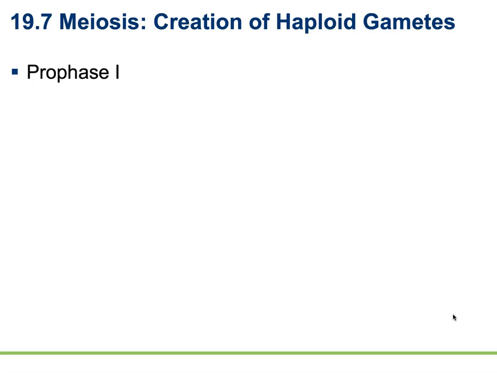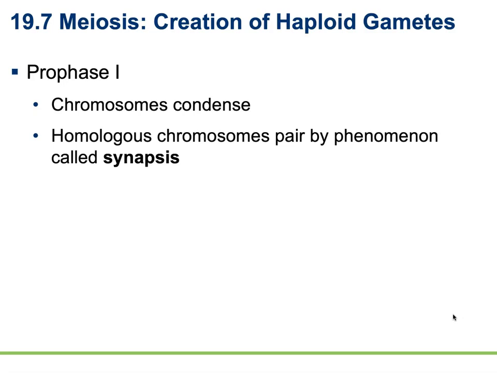So starting off with prophase I. In prophase I, our chromosomes are going to condense down. Homologous chromosomes are going to pair up by a phenomenon known as synapsis. Now here is something interesting that happens in the synapsis of meiosis.